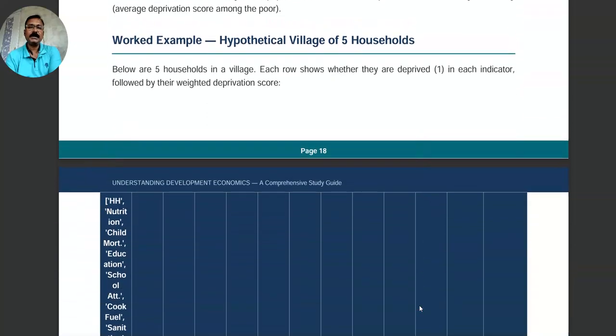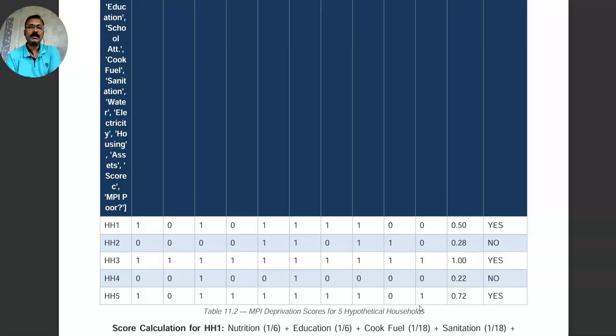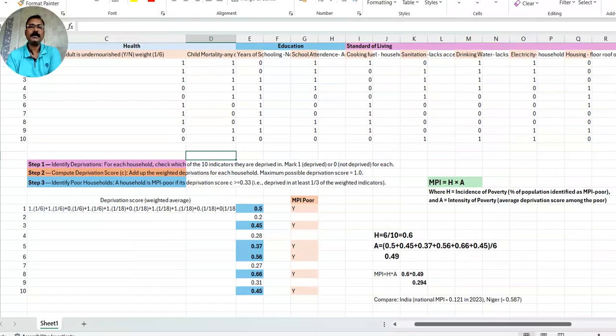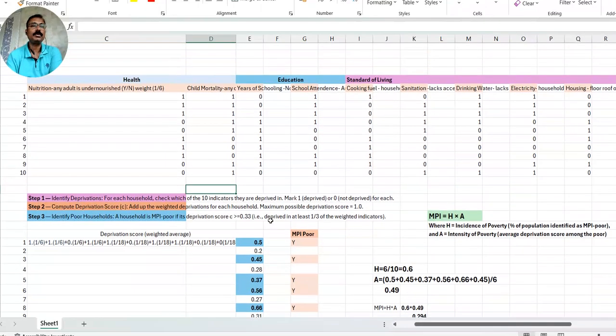Okay, though it is given in this way, with 5 households, I am showing it in Excel. It will be clear. Suppose through your primary survey, we have surveyed 10 households, and this is our questionnaire. So from the questionnaire we have taken the information into Excel. All the questions are written in one row. These are the 2 questions under health, 2 questions under education, and 6 questions under standard of living dimension.